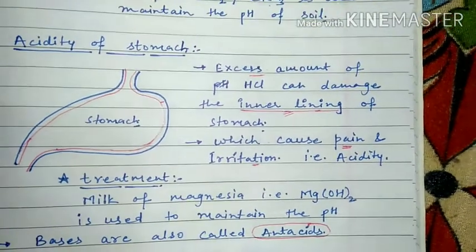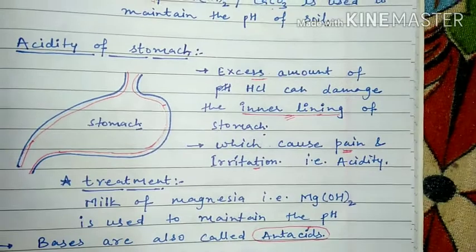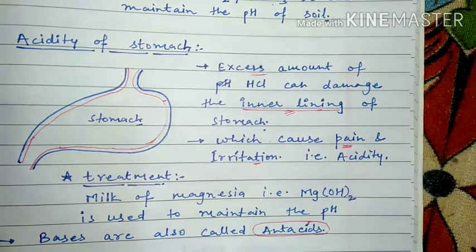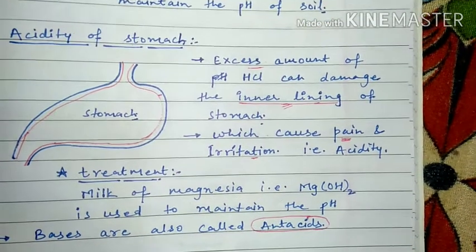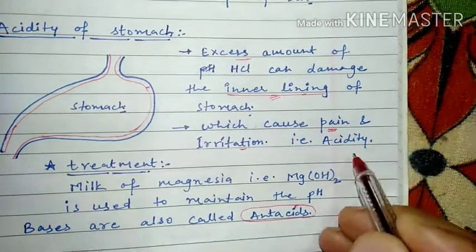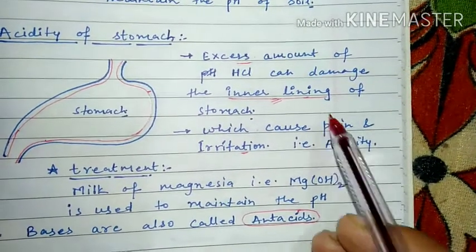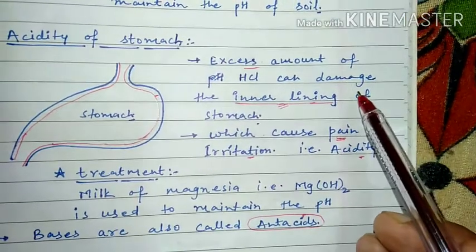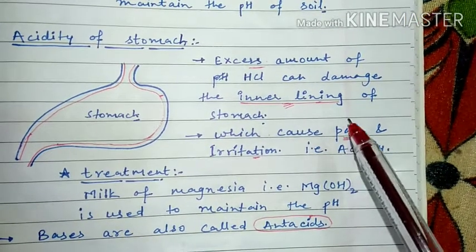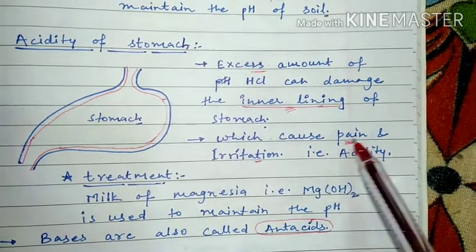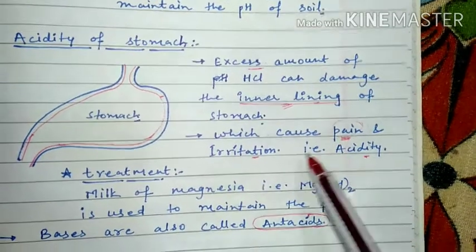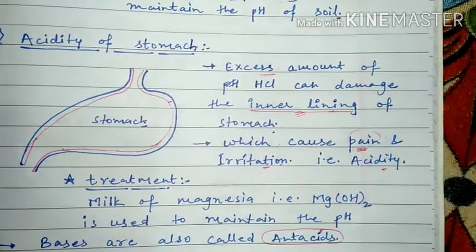Ulcer is a kind of wound. An internal wound inside our body is known as an ulcer. It is caused by acidity. Because of the excessive amount of HCl, the inner lining of the stomach gets damaged and produces pain and irritation. Then what is the treatment?